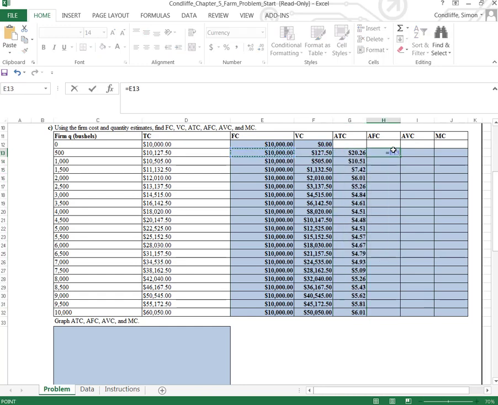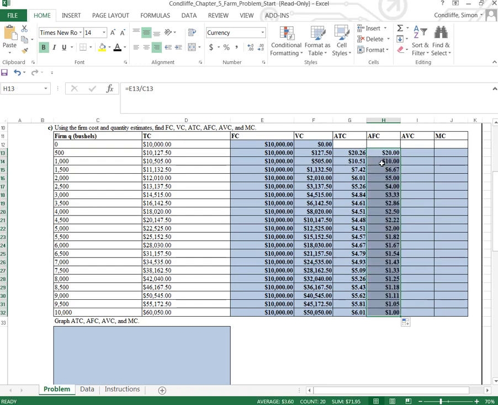The average fixed cost is fixed cost divided by quantity. So we're going to see that this falls rapidly at first and then tapers off. So cut in half, but then falling by smaller and smaller increments. Average variable cost will be variable cost divided by output, and we'll see that this is rising.